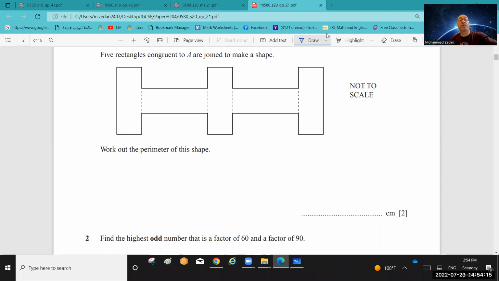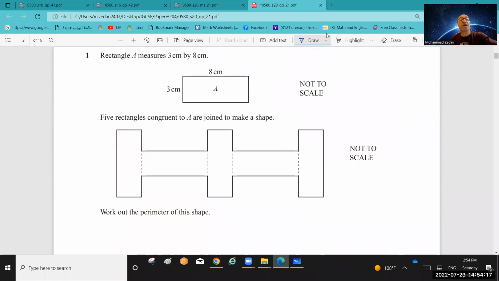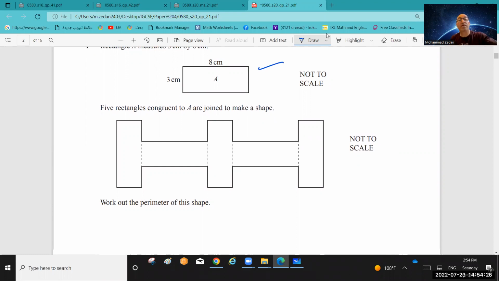Question number 1. Rectangle A measures 3 cm by 8 cm, as you see here. 5 rectangles congruent to A are joined to make a shape. Work out the perimeter of this shape.